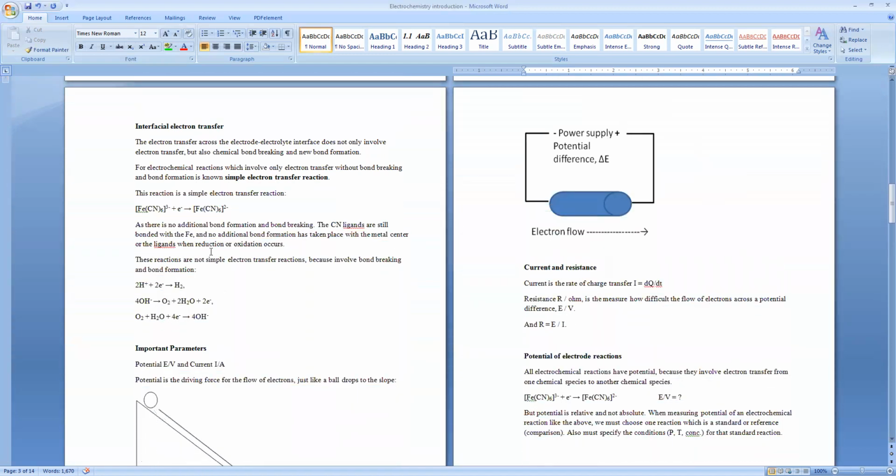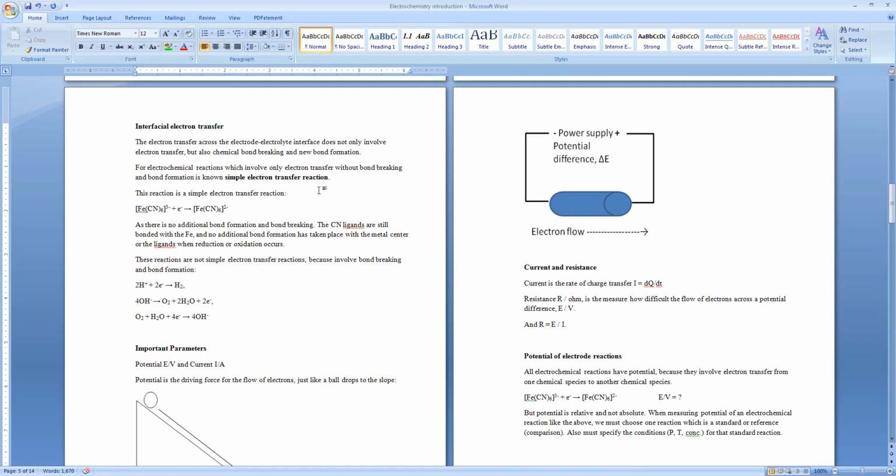Okay, so going to interfacial electron transfer. From now onwards, we are only discussing heterogeneous electrochemistry. So what is interfacial electron transfer? Interfacial electron transfer is basically the electron transfer which happens across the electrode and electrolyte. This is our discussion from now onwards. We are not interested in homogeneous electron transfer.